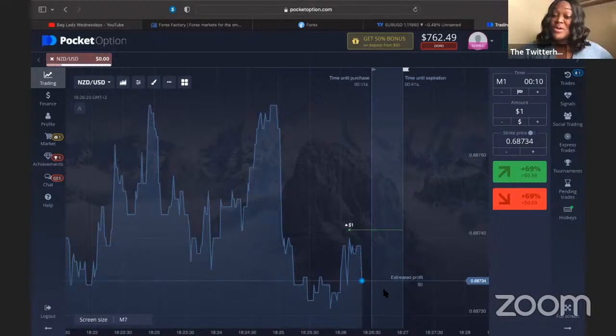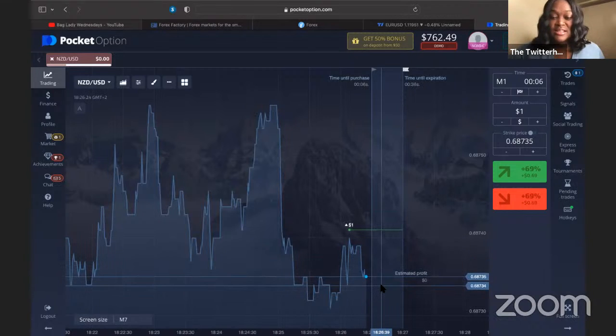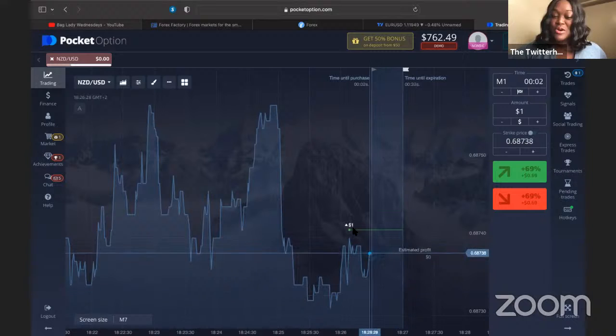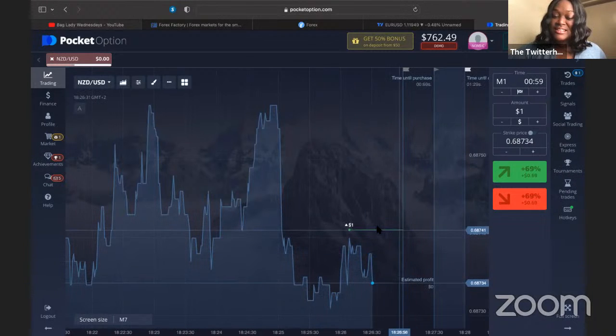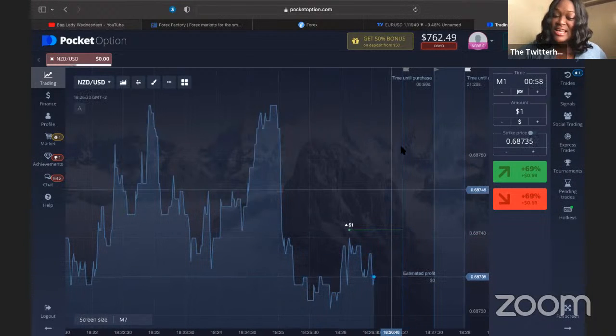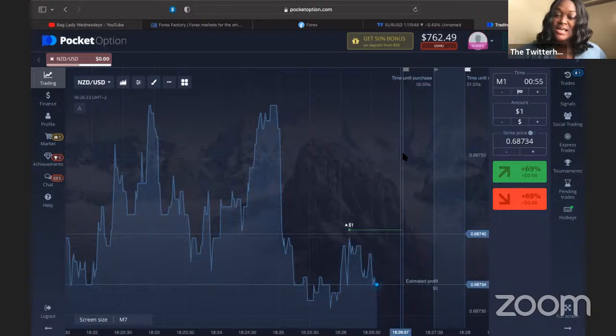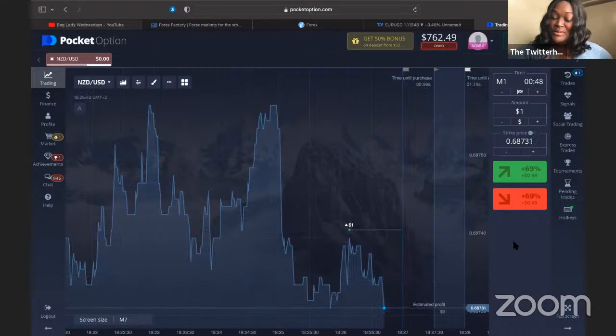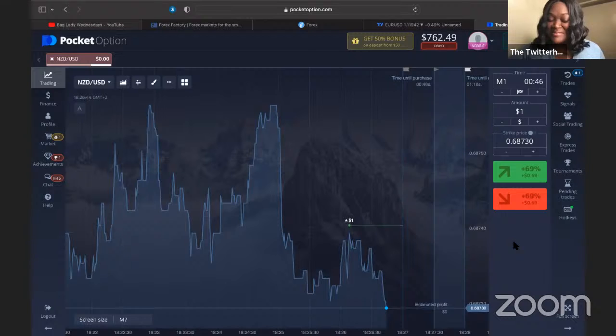All right, so we hit the up button and so we're in the trade. All we need is for price to come above this green line and stay above the green line by expiration, which is this vertical line here. Do we think it's going to happen? What's going to happen?